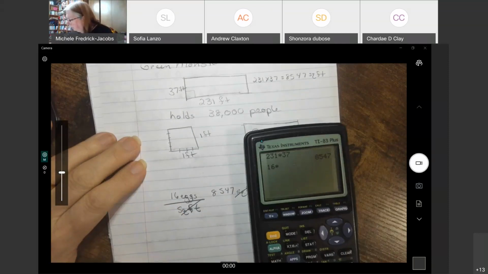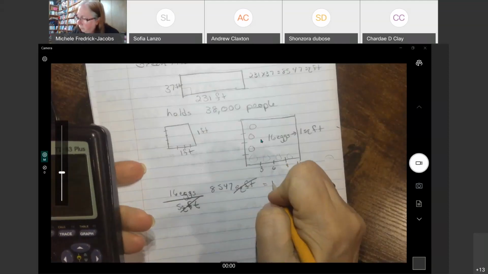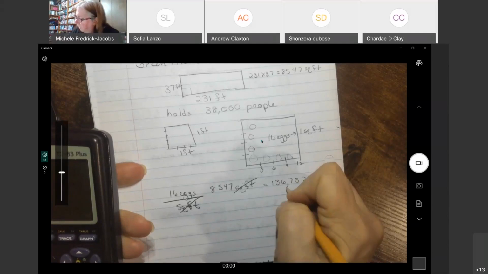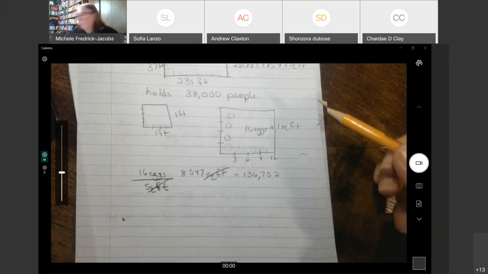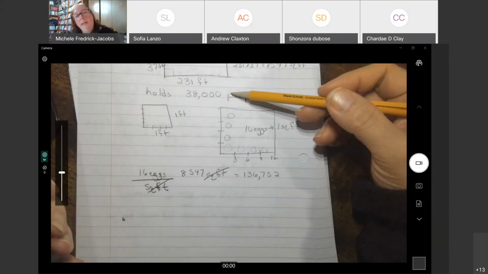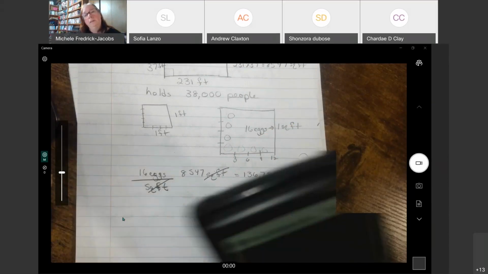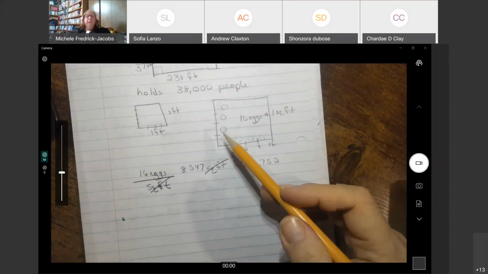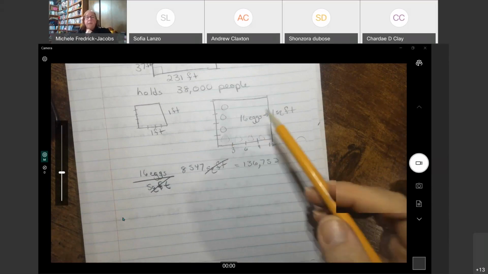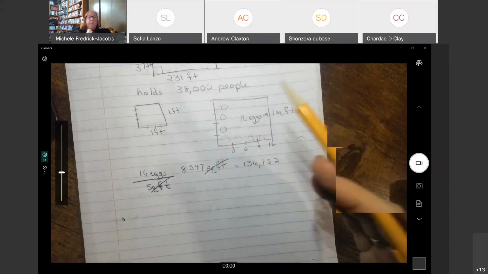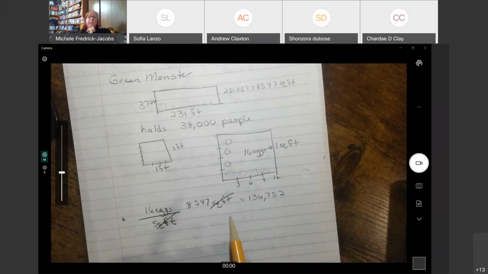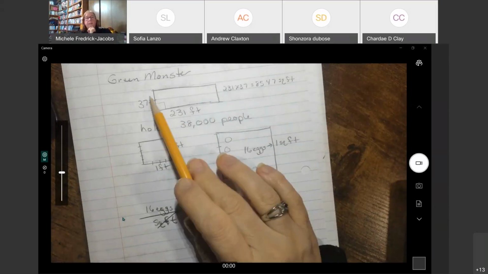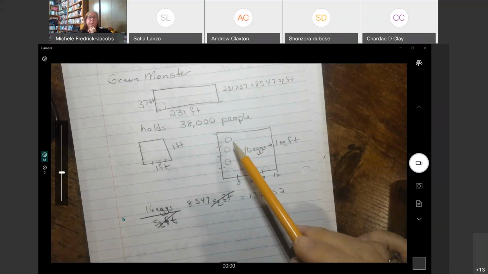16 times 547. I can make 136,000 eggs. The stadium holds 38,000 people. I have plenty of eggs. So it just depended on how you estimated this. If you went with a smaller amount, then it may not be as close. Maybe you can't. But this part here was just your own estimate. But you did need to find the area of the blue monster and then assume approximately how many square feet.